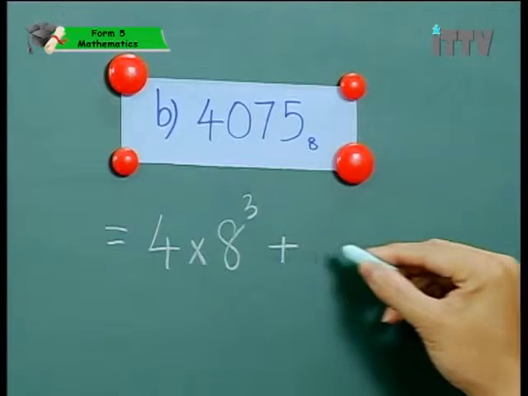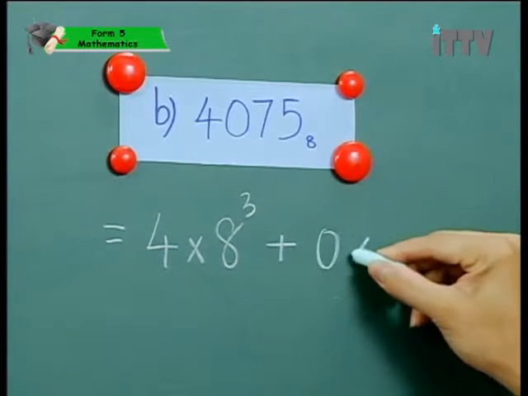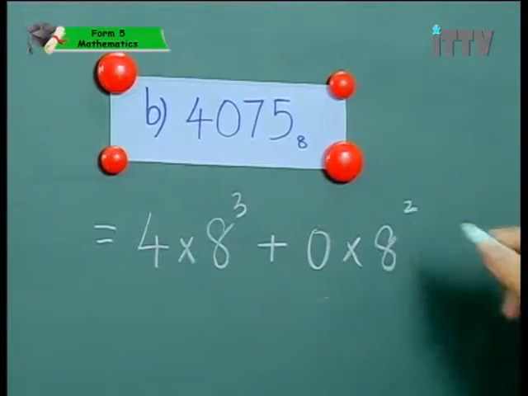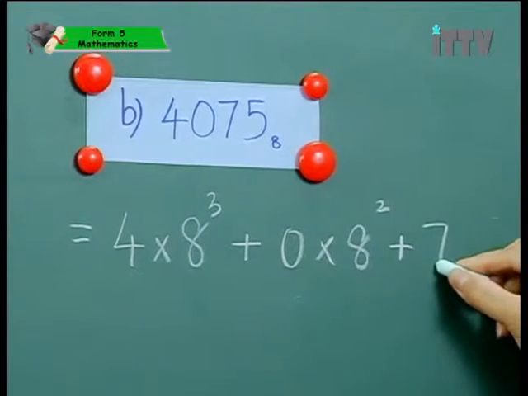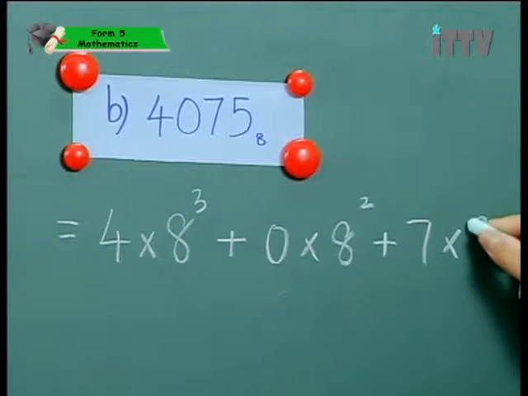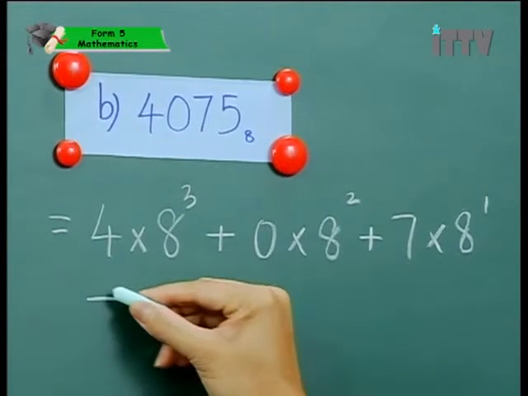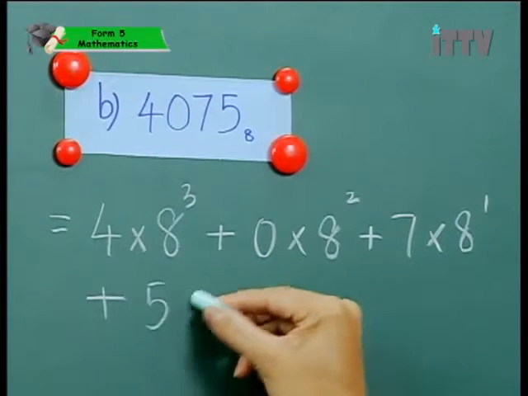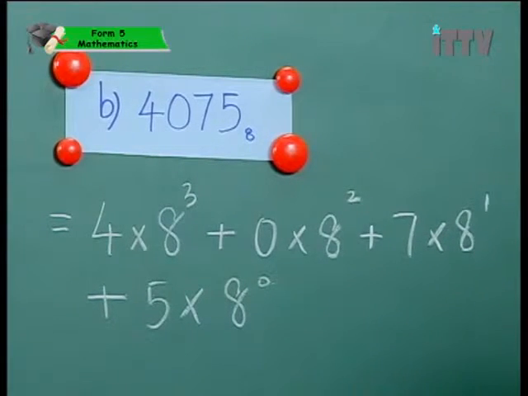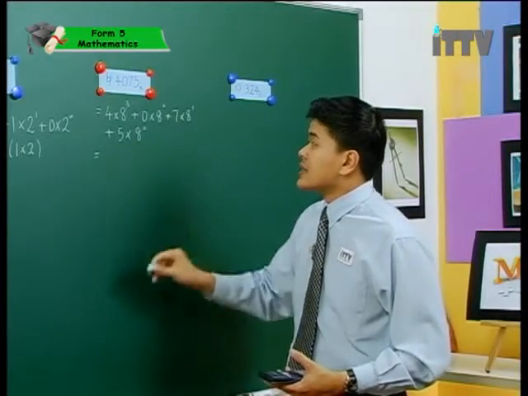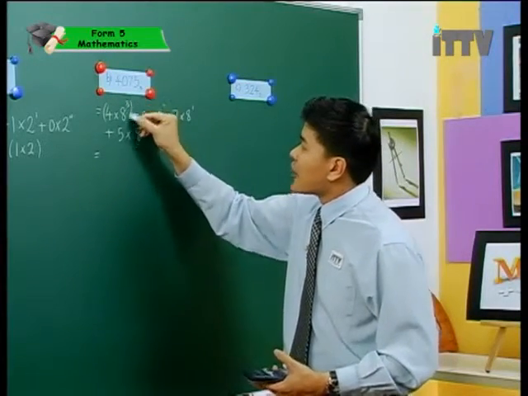Added with 0 multiplied by 8 squared, remember it goes smaller, added with 7 multiplied by 8 to the power of 1, plus 5 multiplied with 8 to the power of 0. So this is just the expanded notation. Now we have to apply step 2 to get our number in base 10. So let us find out what this is.